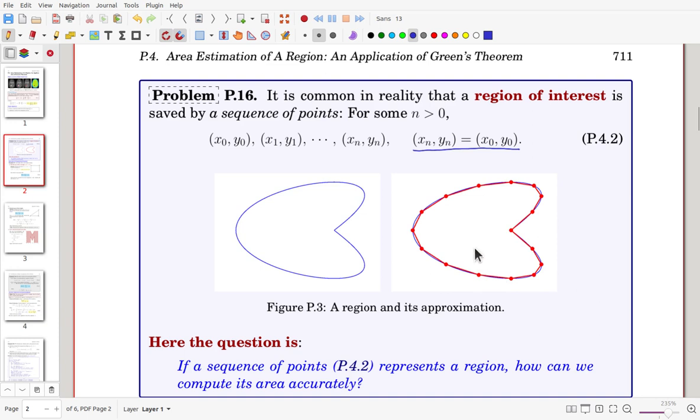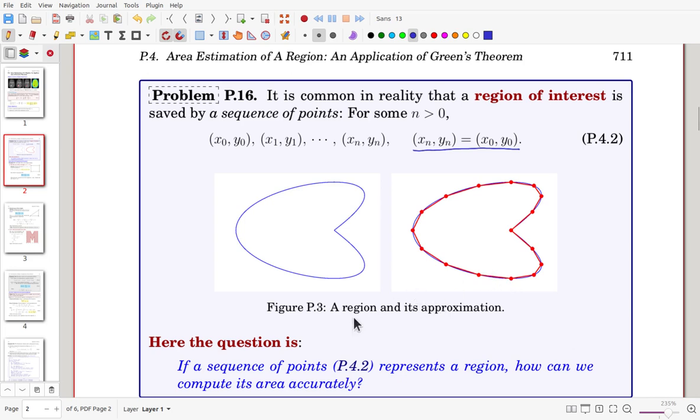Now we'll try to find the area of this approximation. That is not the same as the original area. However, if you choose more and more points, then the area will be more accurate. So assuming the number of points is big enough, we can say that this estimation is quite accurate.